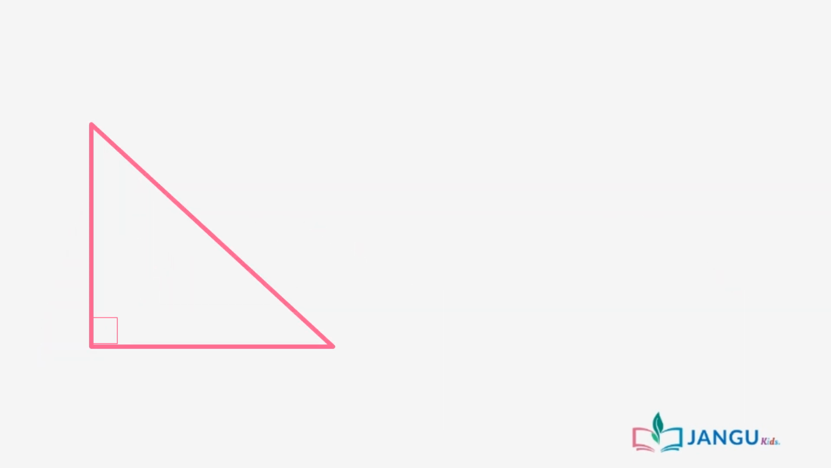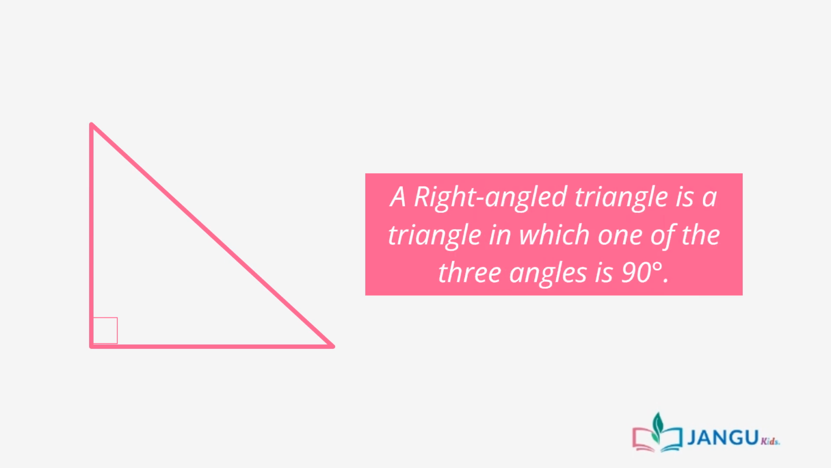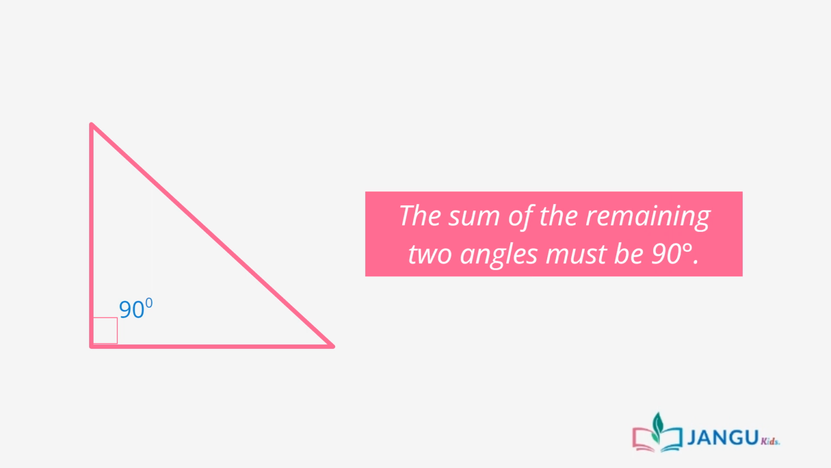Right-angled triangles, which is our focus in this lesson, are triangles in which one of the 3 angles is 90 degrees. In a right-angled triangle, since one of the angles is 90 degrees, the sum of the remaining 2 angles must be equal to 90 degrees. That means that each one of the 2 must be less than 90.